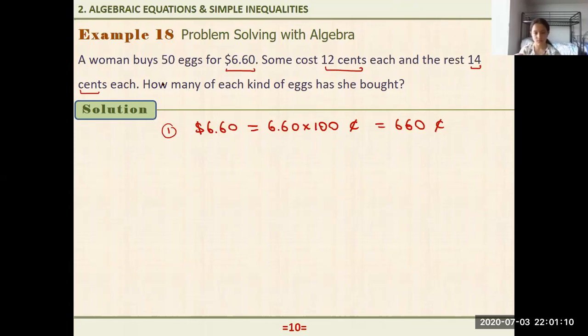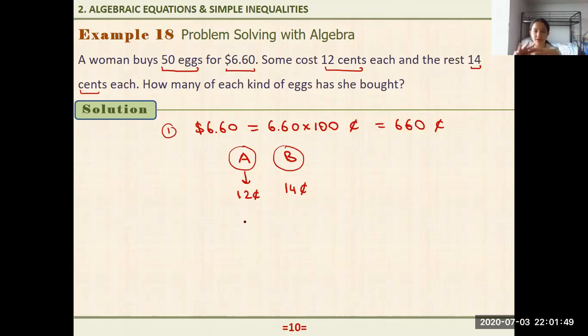Now the woman bought 2 different kinds of eggs, but altogether she bought 50 eggs. Let's say she bought type A and type B. All right, 2 different eggs. So type A eggs, how much is it? Each one is 12 cents. How about this one? It is 14 cents each, right? Now question, Shahina, how many eggs of type A or kind A did she buy?